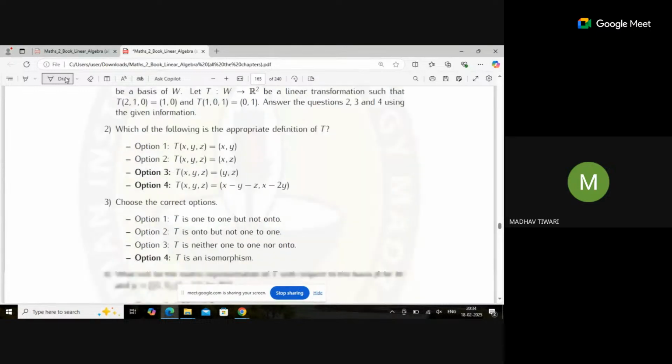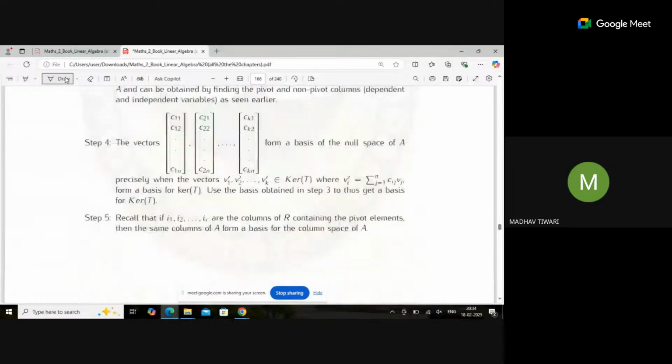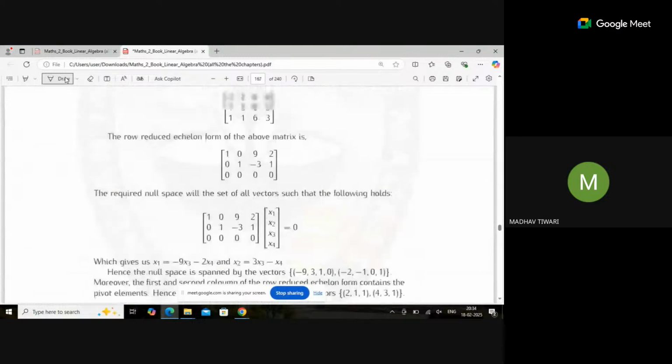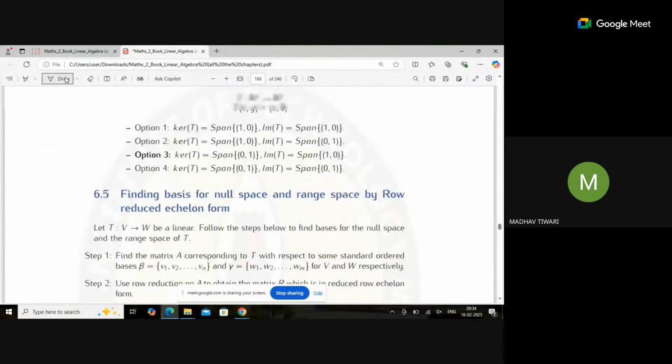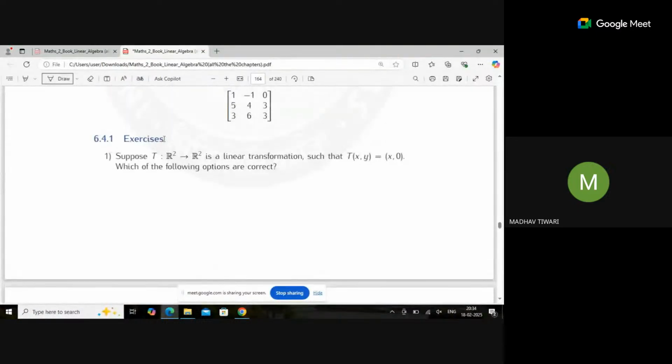Okay, anything remaining? Finding basis and that thing. Okay, let me cover this part as well. So let's do some questions based on this. This transformation I already took as an example, so let's do this question.